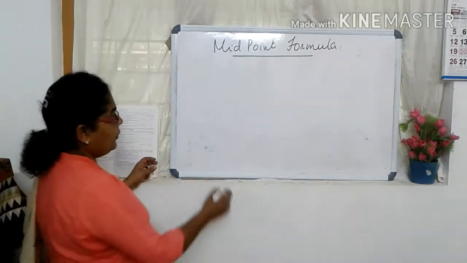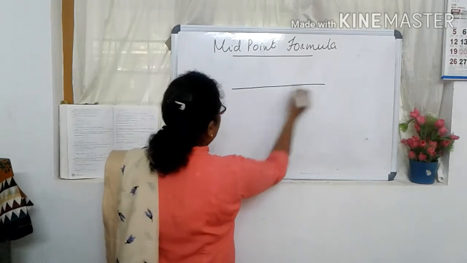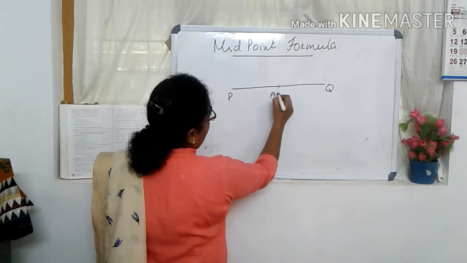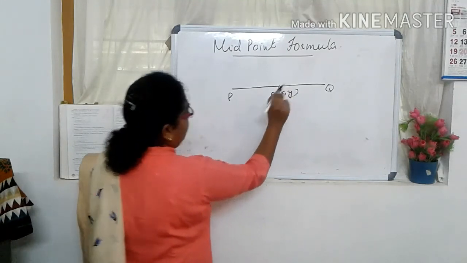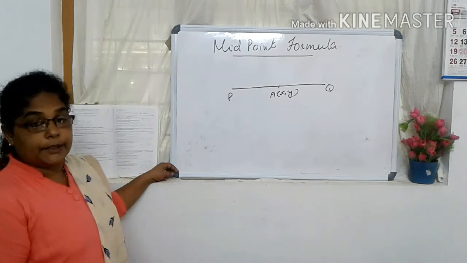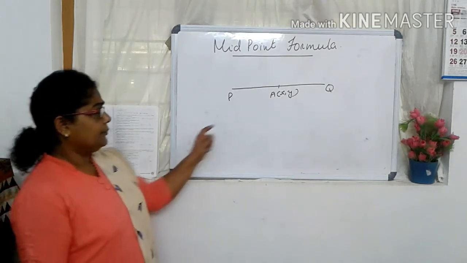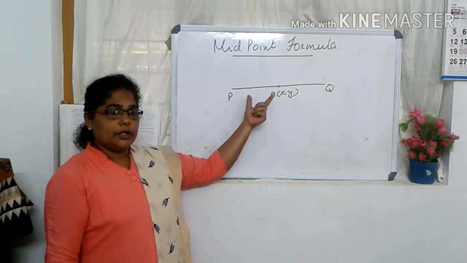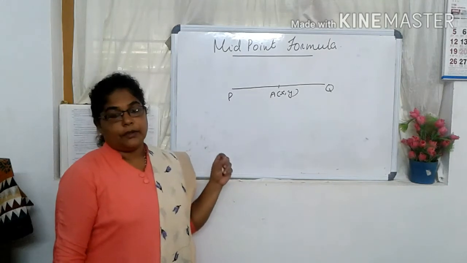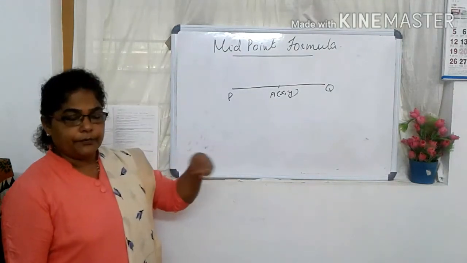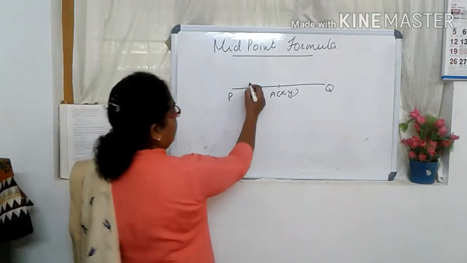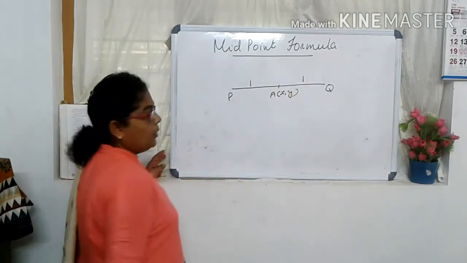So midpoint formula means if PQ is a line segment, then the point A of x comma y is the midpoint of the line segment PQ. It means, in which ratio does the point A cut the segment? If it is the midpoint, definitely it cuts from the middle, no? So it is cutting in equal ratio. That's why we are taking it as 1:1.